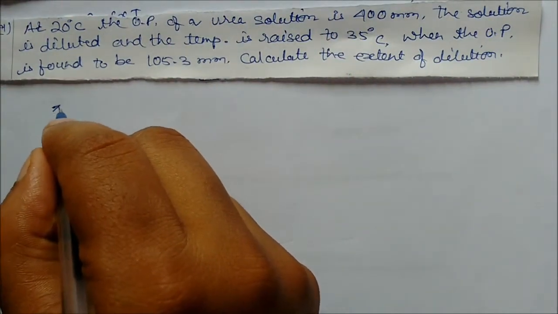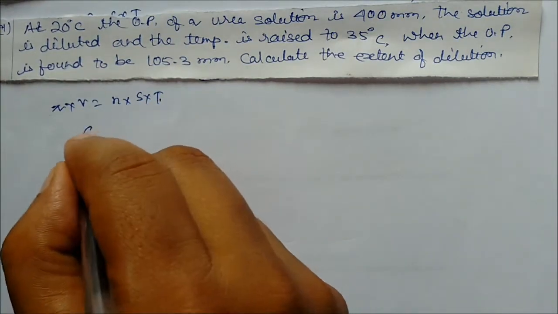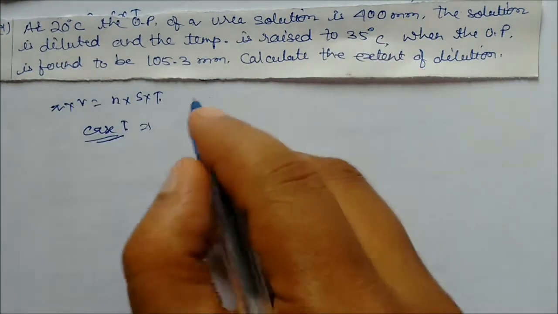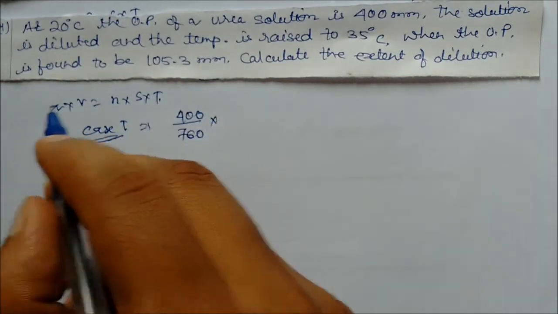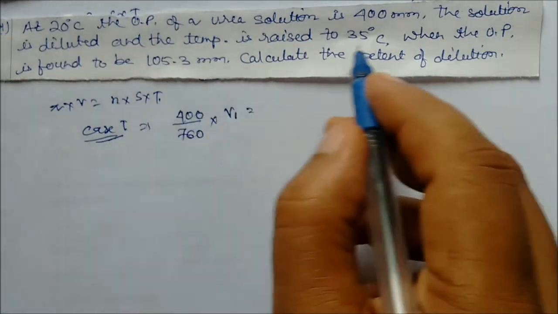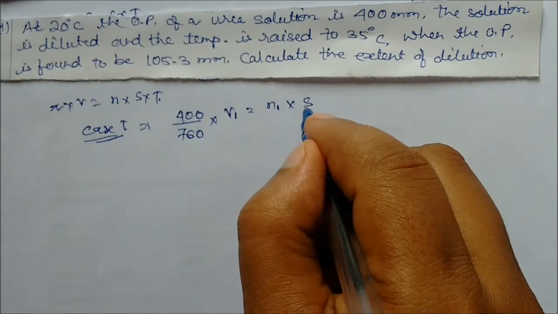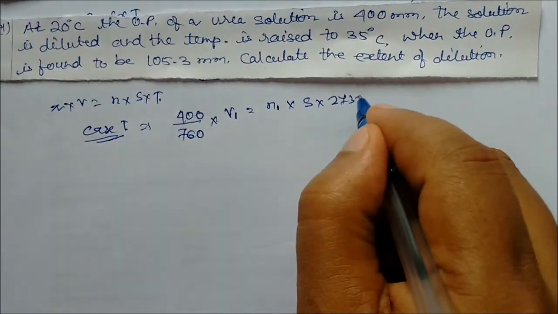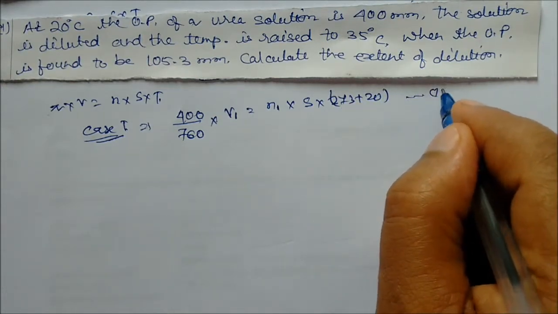First we will take pi V equal to n S T, and apply it to each case. Case 1: pi is 400 by 760, and the volume is V1, since extent of dilution means the first volume is different from the volume after the temperature increase. Moles n, S, and the temperature is 20 degrees centigrade, so 273 plus 20 is 293. So this is the first case.